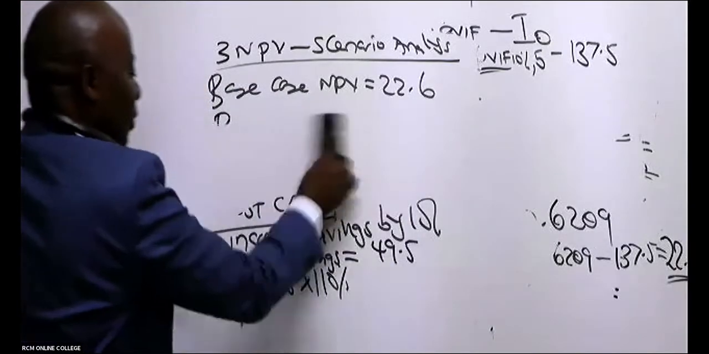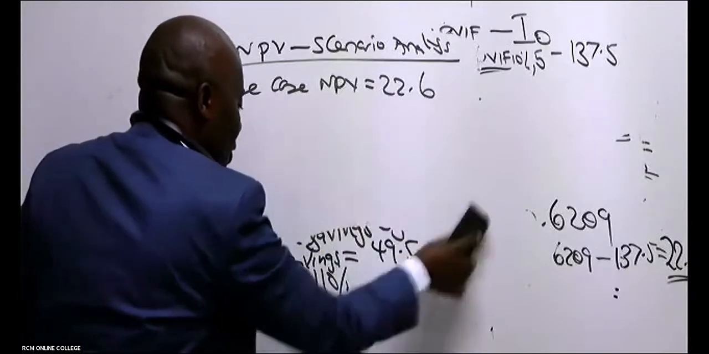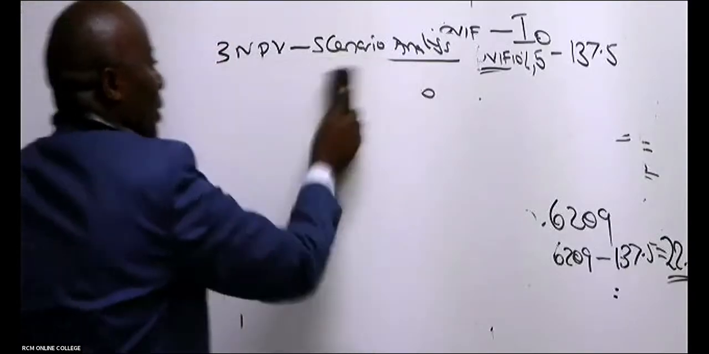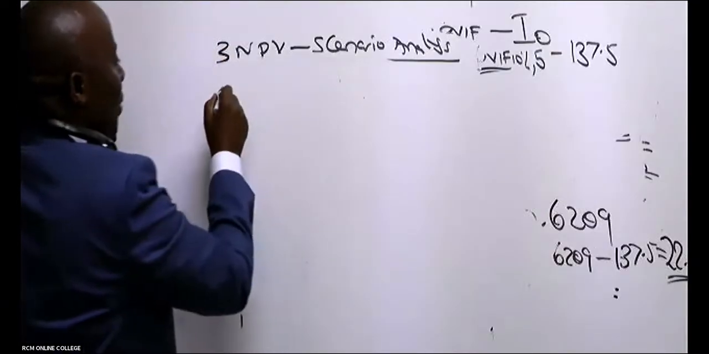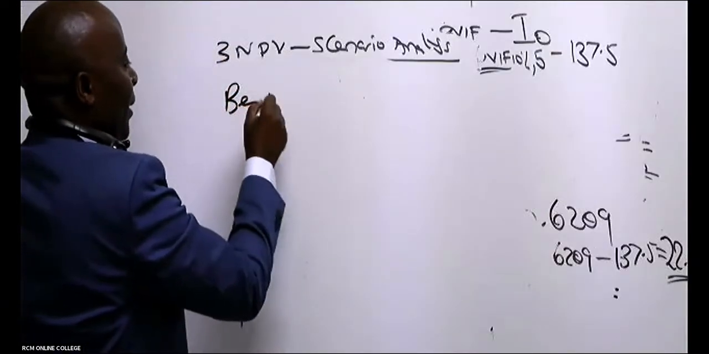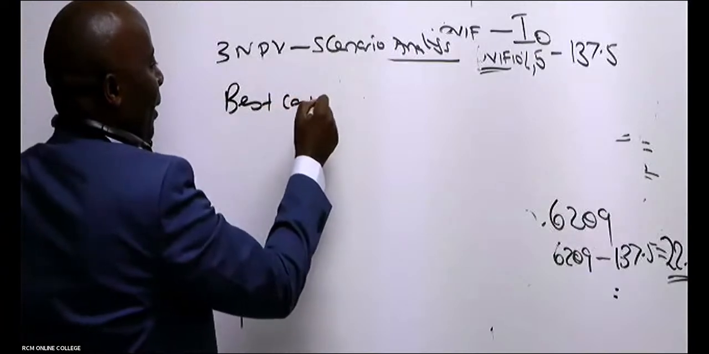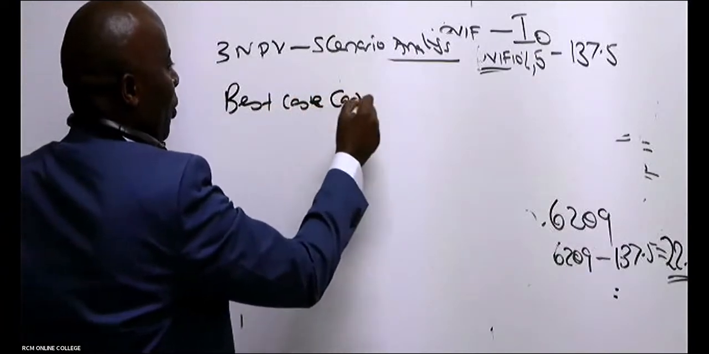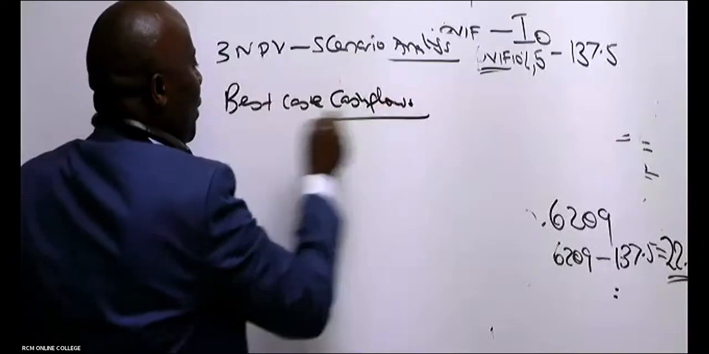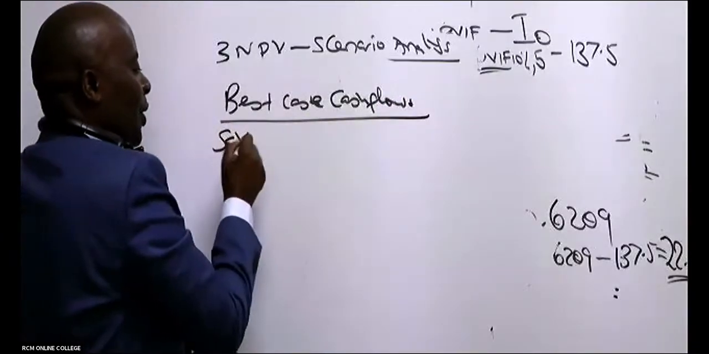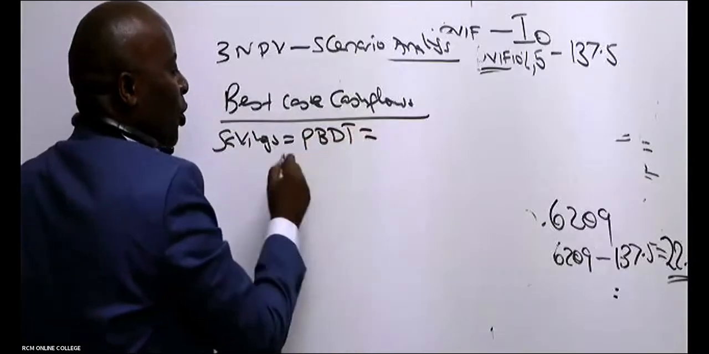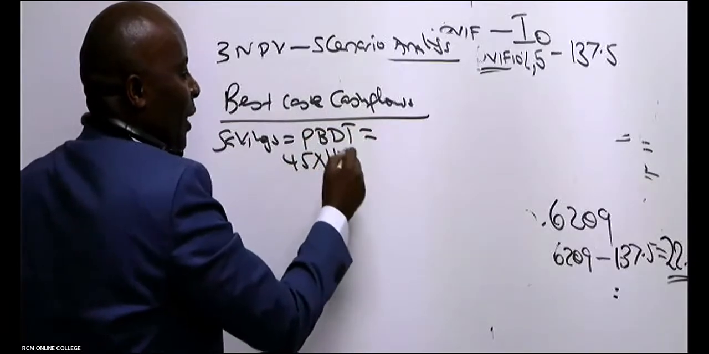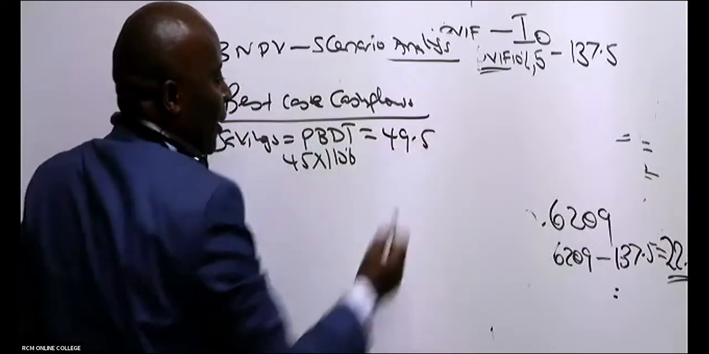So in this case for the best case scenario, ladies and gentlemen, remember the most important thing is to get your cash flows, which will be discounted. So here we have our best case cash flows. We start with our savings, and this savings will be our profit before depreciation and tax. So it is 45 times 110%, which gave us 49.5.